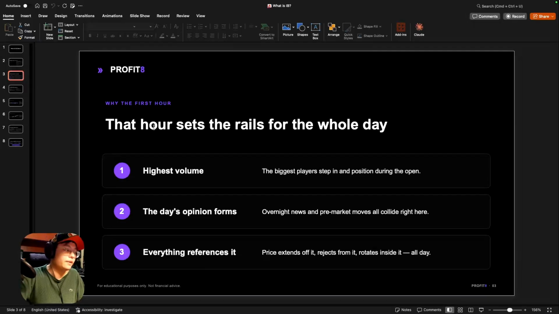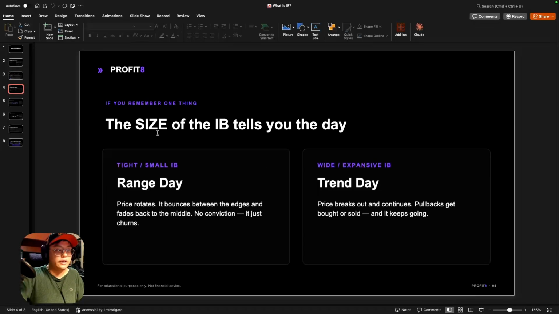Why the first hour? That hour sets the rail for the whole day. It tells you the highest volume, so where the biggest players step in during the open. It tells you what the day is going to be like based on the overnight news, pre-market moves, whatever it is. It will give you a direction to head towards, so either bullish or bearish that day. Then everything references it. Price extends off of it, rejects off of it, or rotates inside of it all day. If you remember one thing, the size of the IB tells you what kind of day it is.